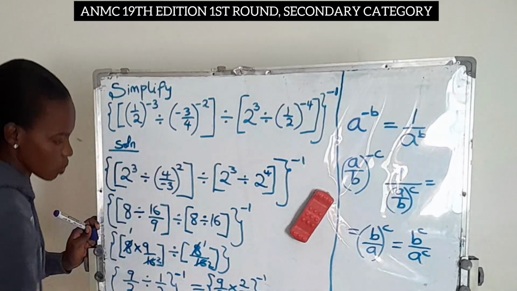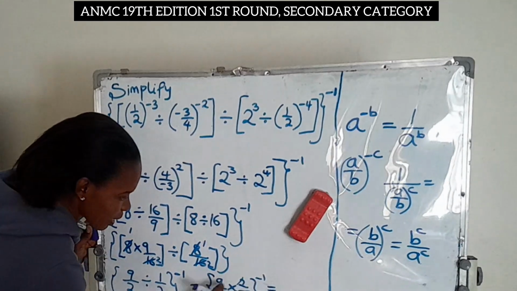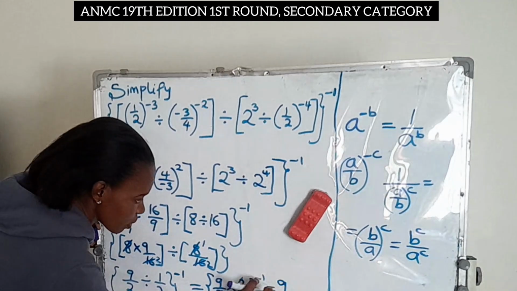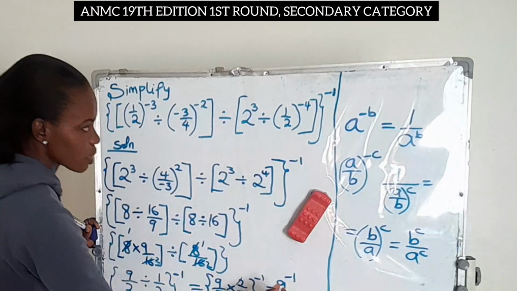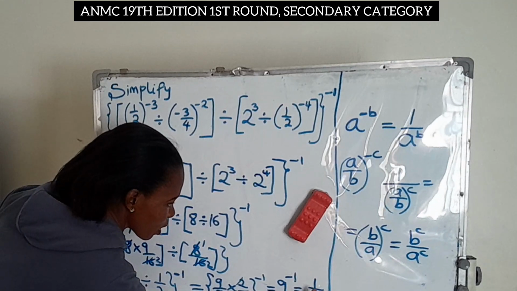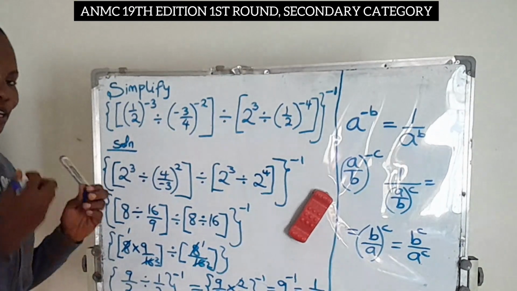This time is minus 1. So we cancel all these 2. I am left with 9. 9 over 1 is the same thing as 9. So I have 9. Then the outside, minus 1. So using the law of indices, this is the same thing as 1 over 9 raised to power 1, which is the same thing as 1 over 9.